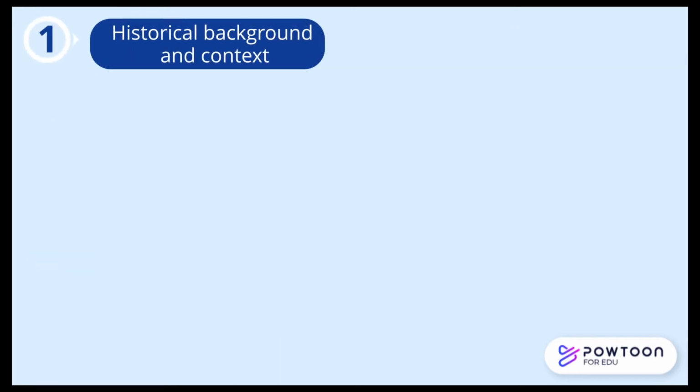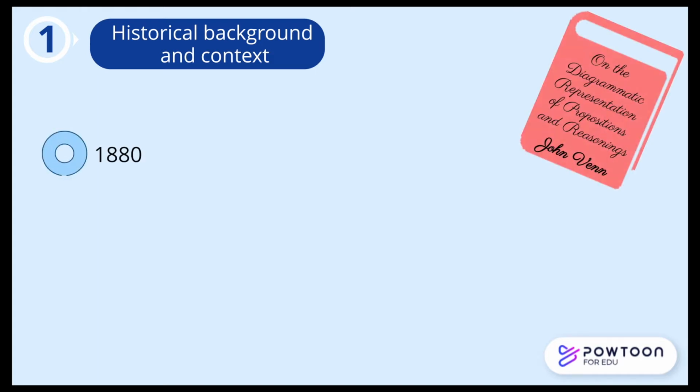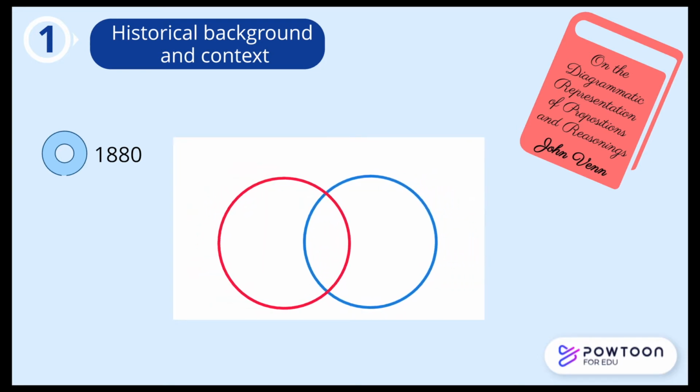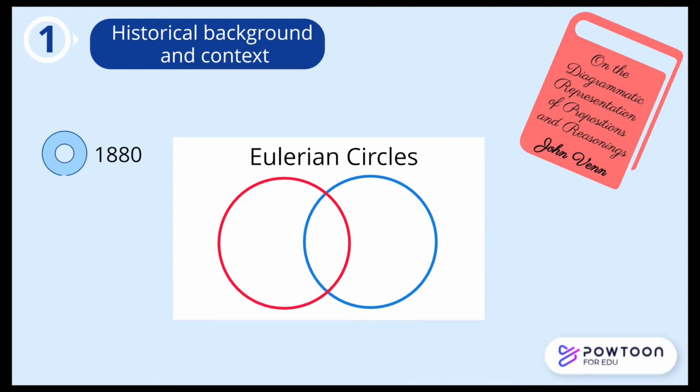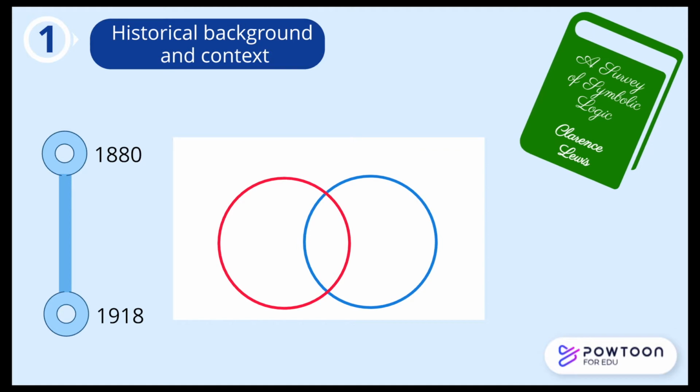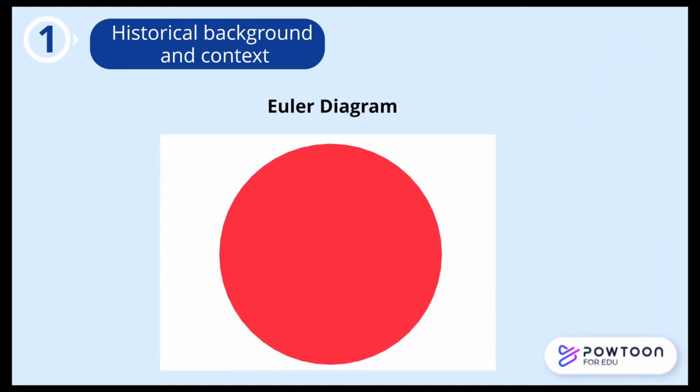First, let's understand the historical background and context of Venn diagrams. In 1880, John Venn, an English scholar, wrote a paper called On the Diagrammatic Representations of Propositions and Reasonings, where he discussed multiple ways of visualizing relationships of sets through what he called Eulerian circles. Then, 38 years later, in 1918, Clarence Lewis coined Eulerian circles as Venn diagrams in his book, A Survey of Symbolic Logic. Euler diagrams are still commonly used today to show subset relationships.